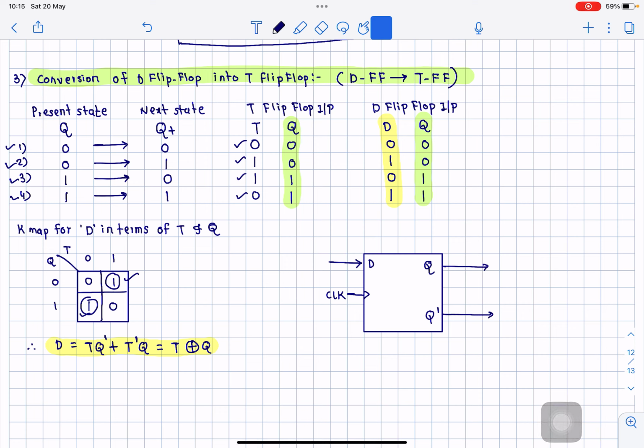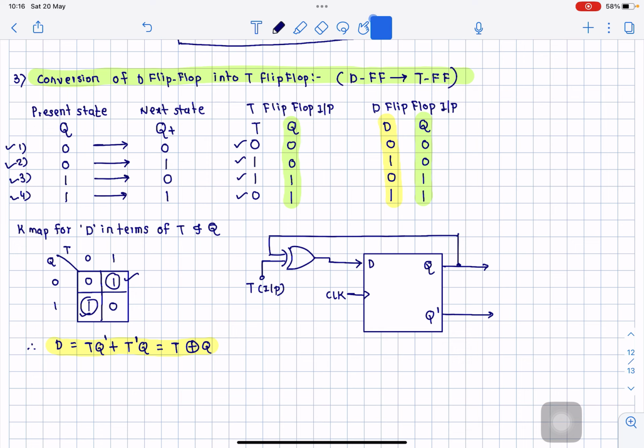We want to connect one XOR gate here at the input of D, right, in this way. One input should be your T input, right, and the other input should be Q, which you can take from here. Okay, so this is the conversion of D flip-flop into T flip-flop.